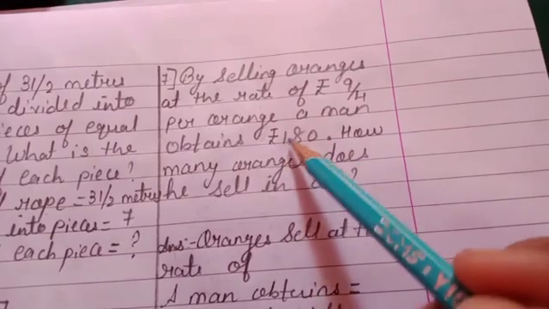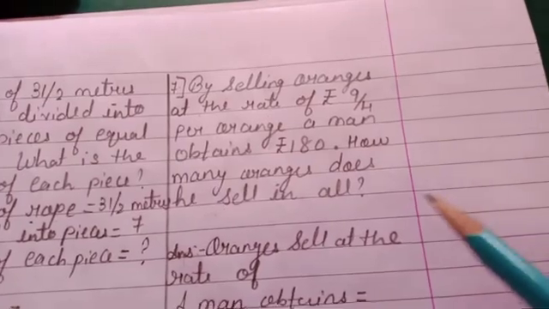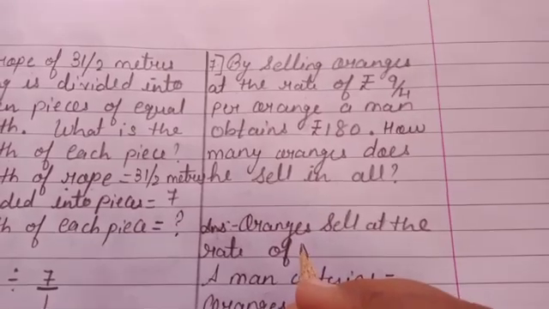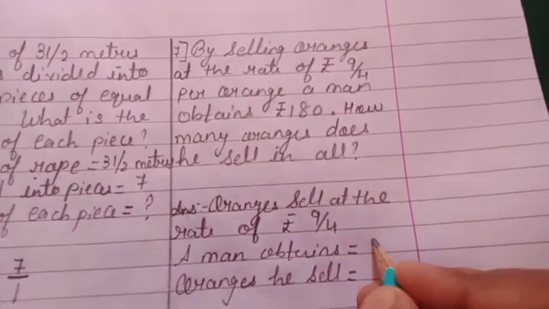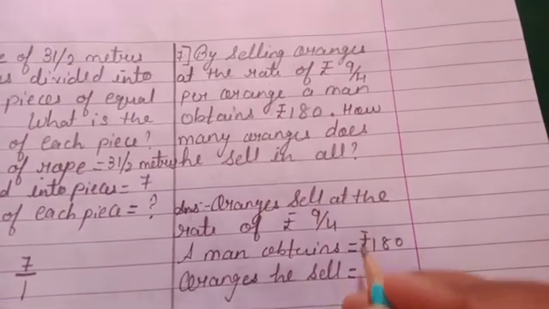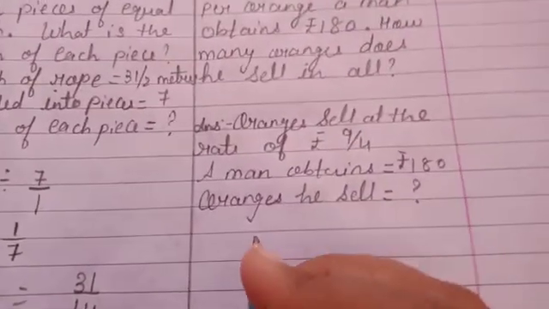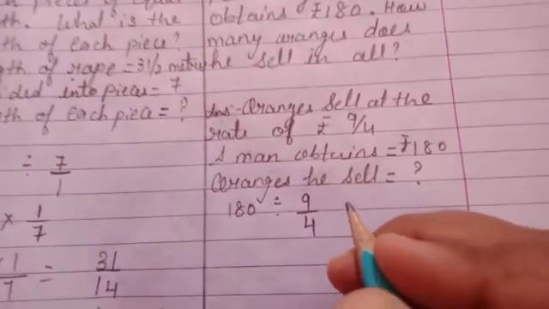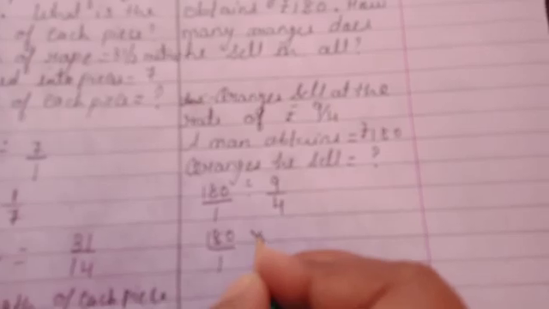So he is obtaining how many rupees? 180. One orange's price is 9 upon 4. So we have to find out how many oranges he sells in all. So oranges are sold at the rate of rupees 9 upon 4. A man obtains 180 rupees. So we have to find how many oranges he sells, equal to question mark. So 180 divided by 9 upon 4. So we will write denominator 1. So 180 upon 1, the division sign will change into multiply.